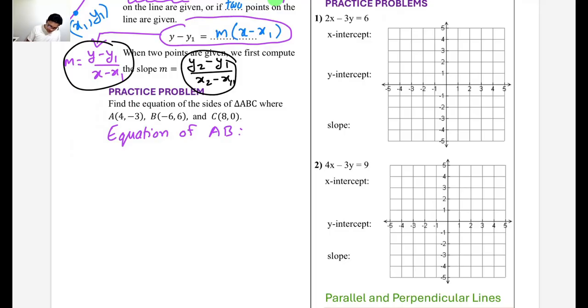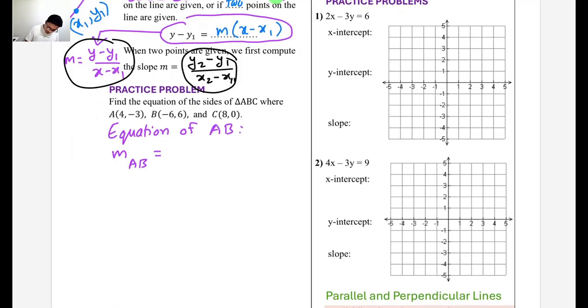Equation of AB, for that first I'm going to compute the slope, and the notation I'm using is m subscript AB, right? The slope of AB will be y2 minus y1, 6 minus minus 3, over minus 6 minus 4. So that is 6 plus 3, 9, divided by 10, but there is a negative sign. I write it in the front. That is the slope.